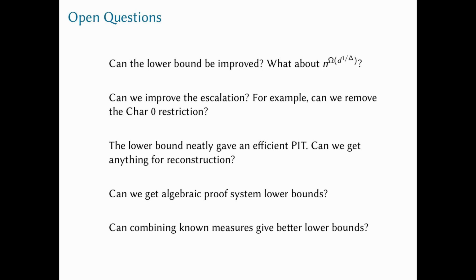We saw that the lower bound implied an efficient PIT. Can we get anything for construction? Similarly, in a similar way, can we transform our lower bound to something for algebraic proof systems? And finally, something I think maybe more interesting: after the first measure by Nisan and Wigderson, there was a different version of the measure to get better and better bounds. So finally, here we come back to the initial measure. It's possible to modify it to improve the bounds. Thank you.